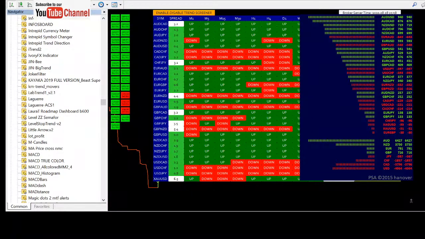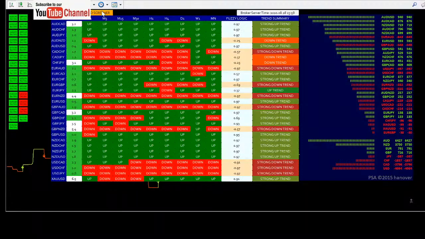Going to go through all pairs one by one until we find a good setup.